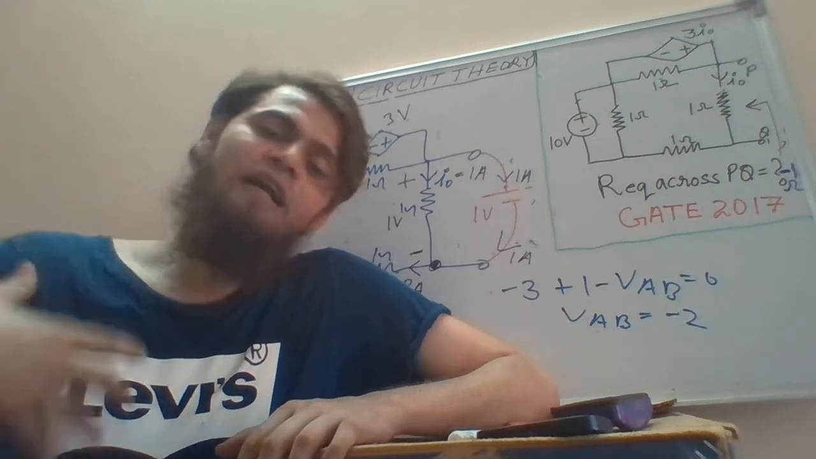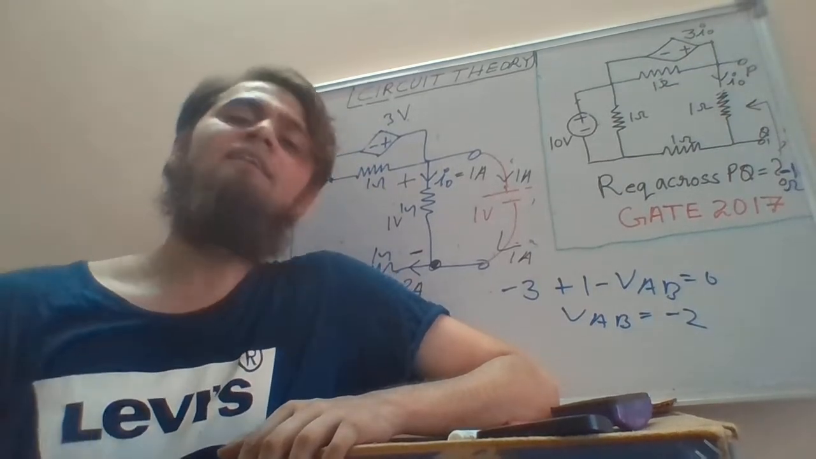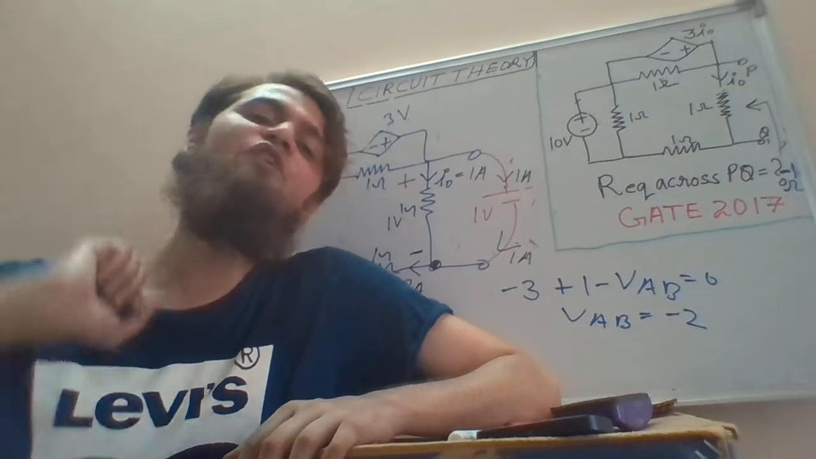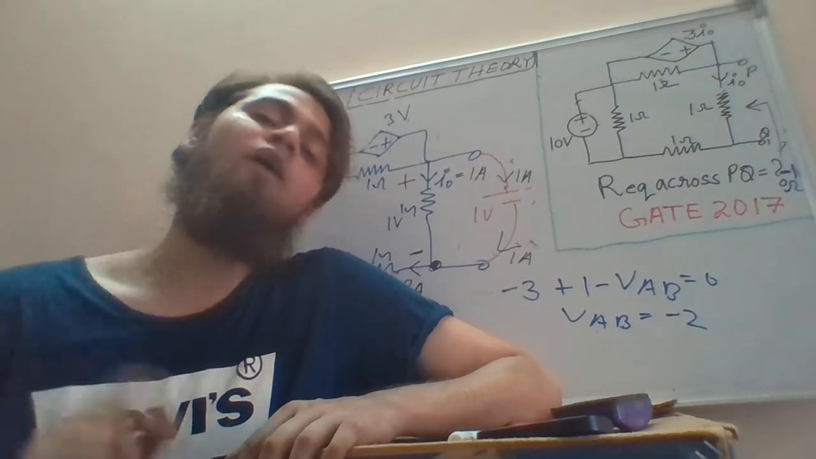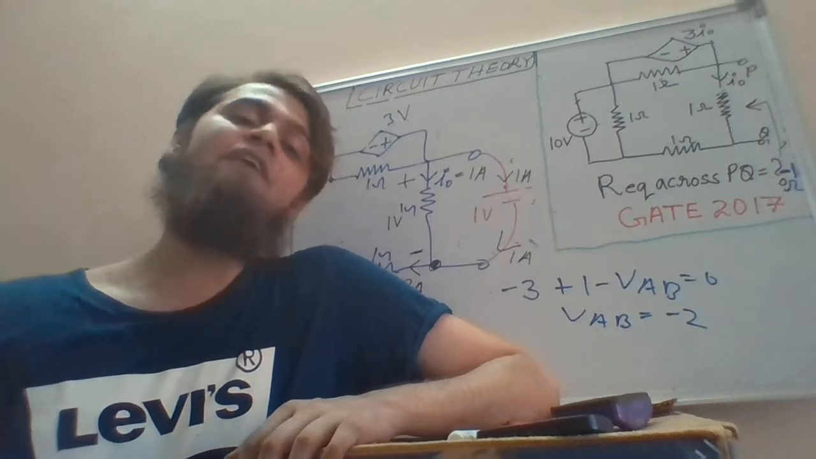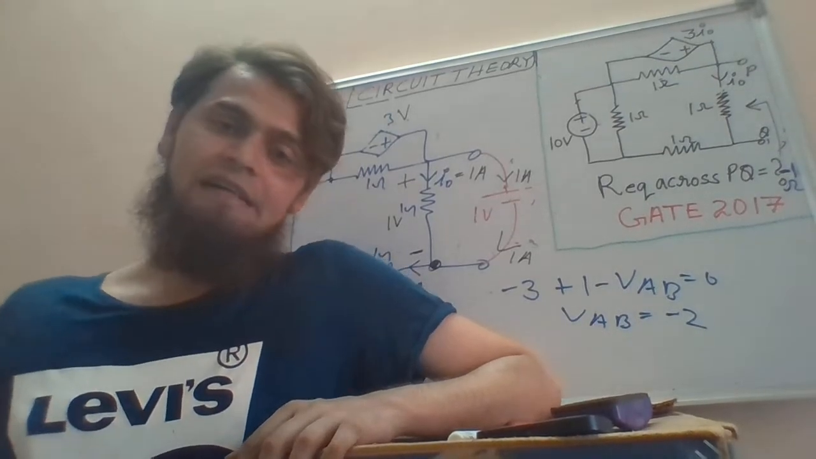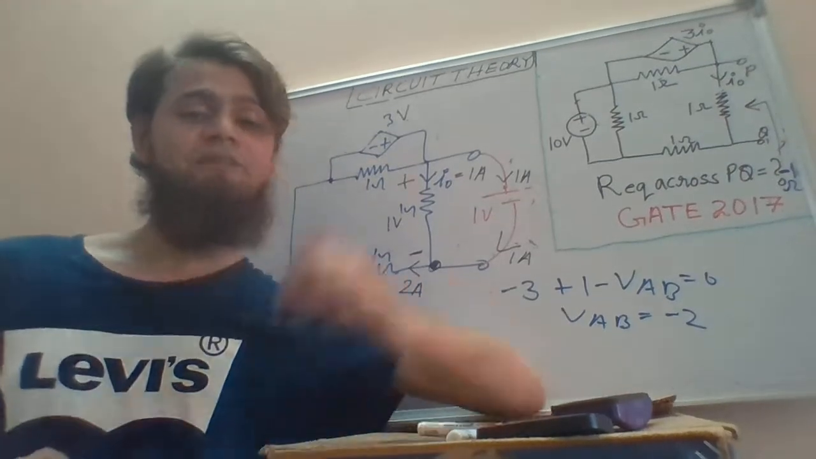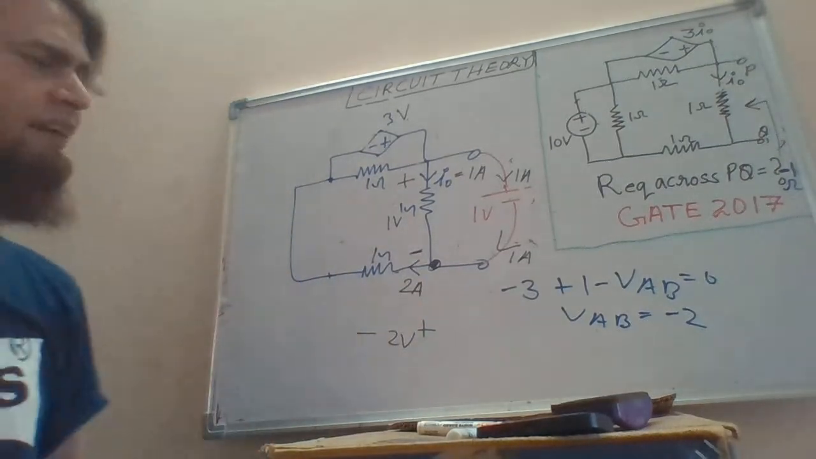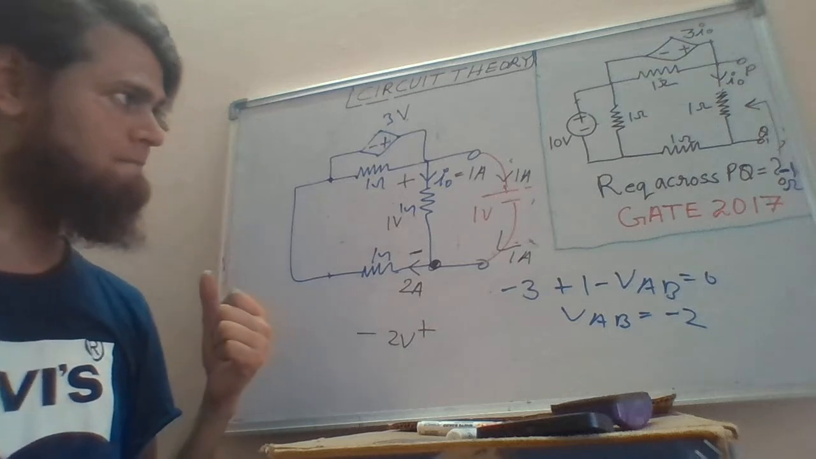But if somebody says that this circuit has negative equivalent resistance, then you should be sure that this circuit must have some dependent source. Otherwise, this cannot happen. Fine. So I think that was quite interesting and important as well.